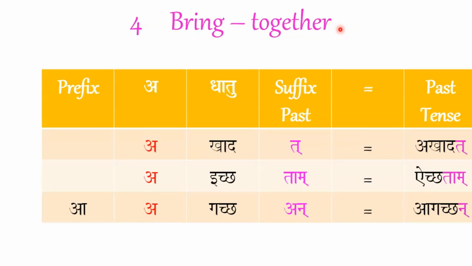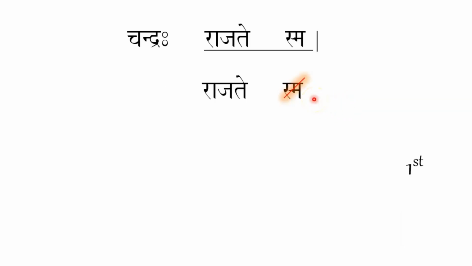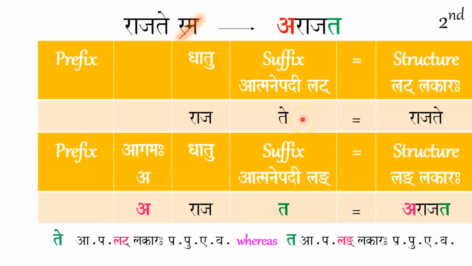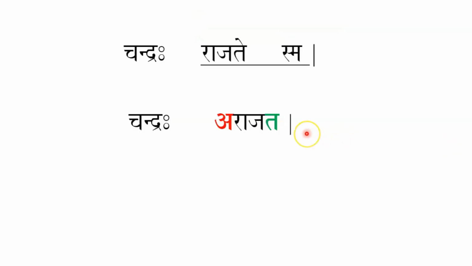Well, let's see these key points through some examples. Here, Rajati Sma becomes Arajat. How? Let's see through some steps. First, Sma Avyayam is cancelled. After that, the ending present suffix ti is replaced by halanta t in past tense. After that, all words, agamaha a, dhatu raj and suffix halanta t, are brought together, which becomes Arajat. So our sentence would be Chandraha arajat.